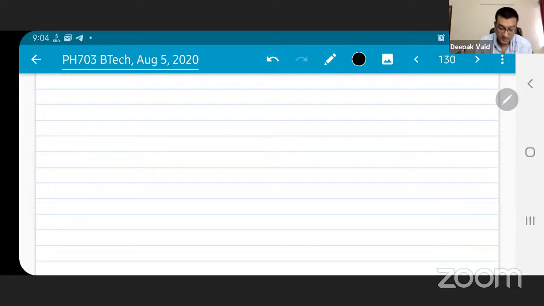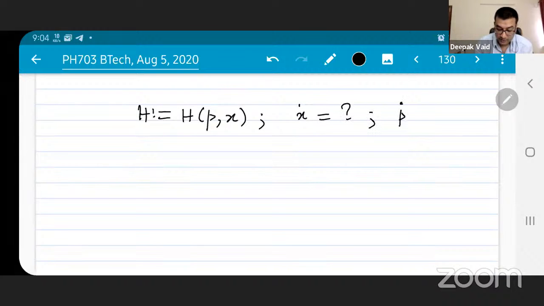So basically what you have is, again, a part that I have not covered with the BTech people. I skipped it, which is that once you have the Hamiltonian, you can write down the equations of motion of the system. So what are the equations of motion? The Hamiltonian is some function of position and momentum, right? But the equations of motion should tell us what are the time derivatives of the position and momentum, right? That is what we mean by equations of motion.